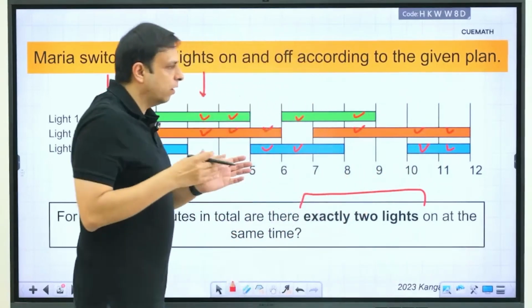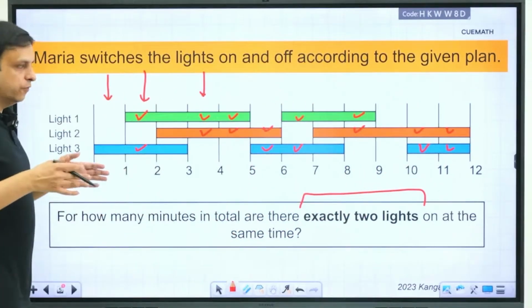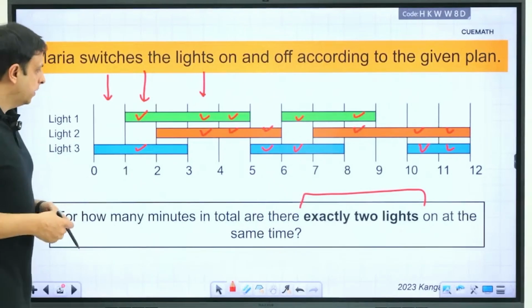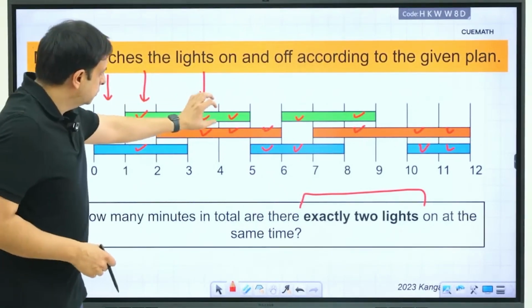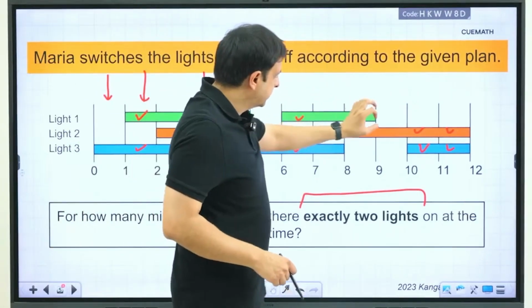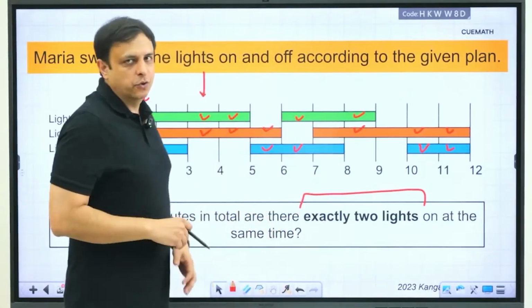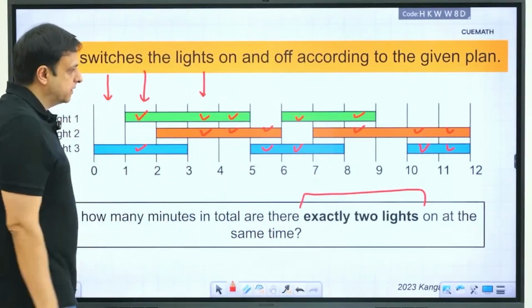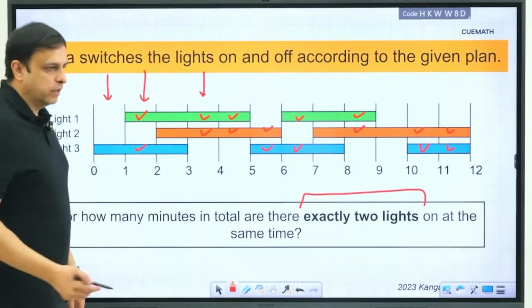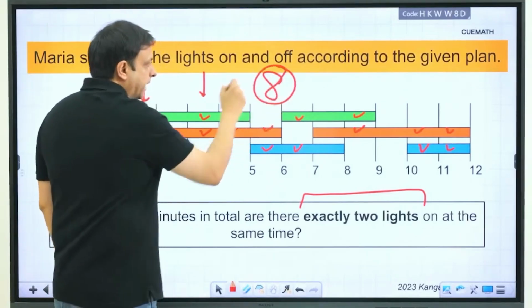So, let us count all the windows of time where there are 2 lights on. So, you have 1, 2, 3, 4, 5, 6, 7 and 8. So, there are 8 minutes during this time when exactly 2 lights are on. So, the answer is 8 minutes.